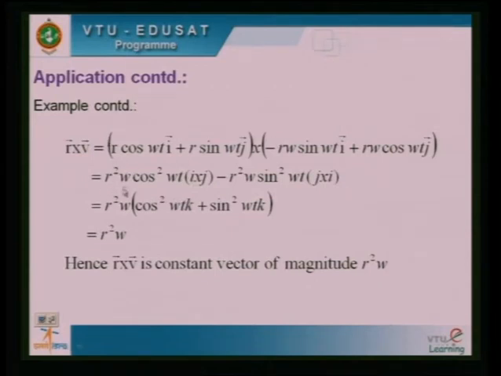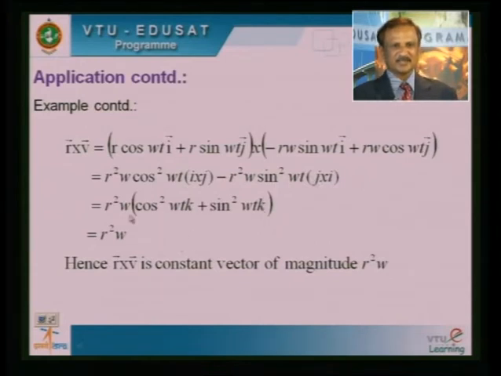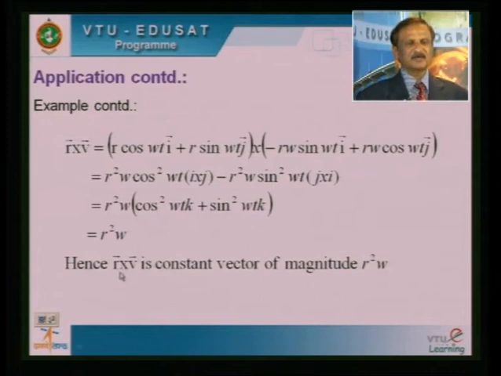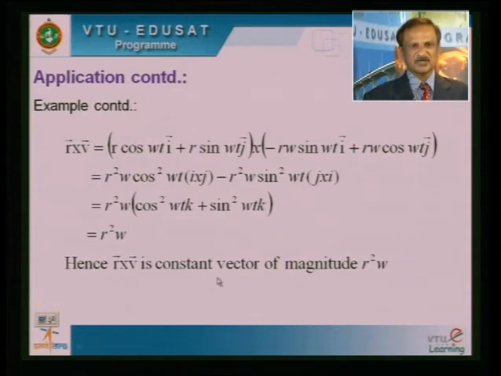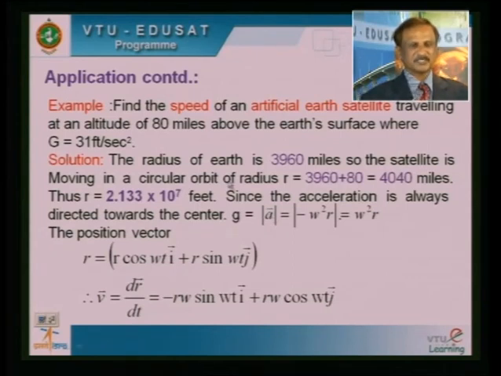R into R is R square omega cos square omega t into I cross J, and you know that I cross J is equal to K. We have already discussed. I cross J is K, right? And minus R square omega into sin square omega t, J cross I. J cross I can be replaced by K. And this is equal to 1, cos square theta plus sin square theta, and the remaining part is R square omega. It means the last part of the problem, R cross V, is a constant vector. Or simply you can say that it is a constant.